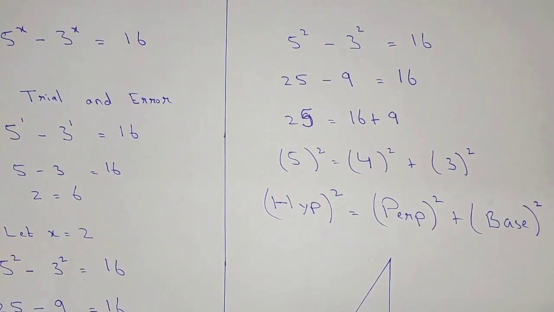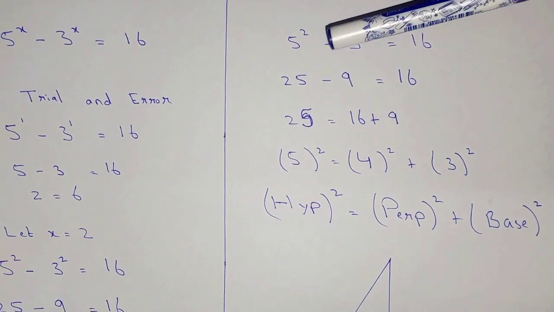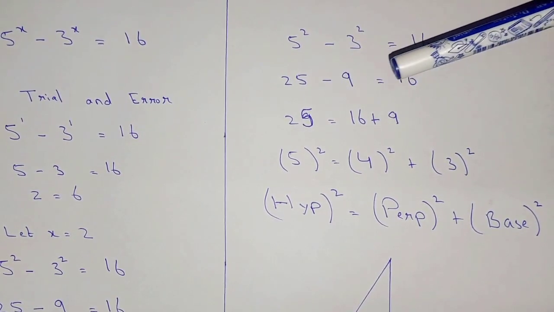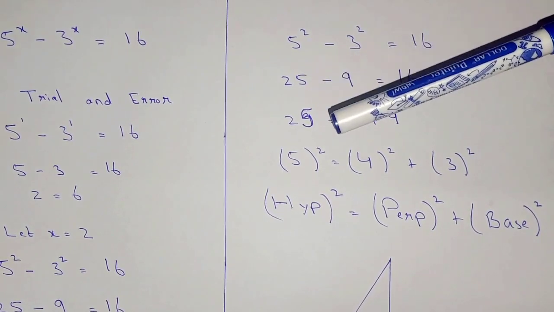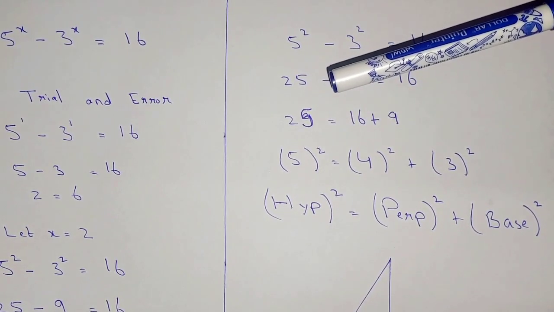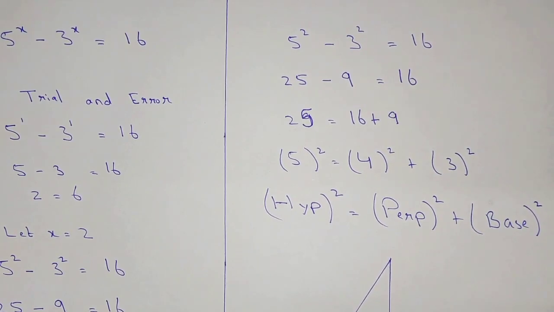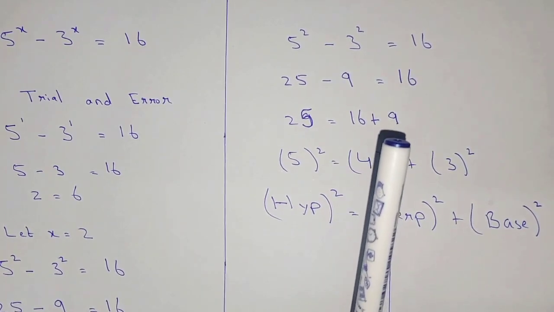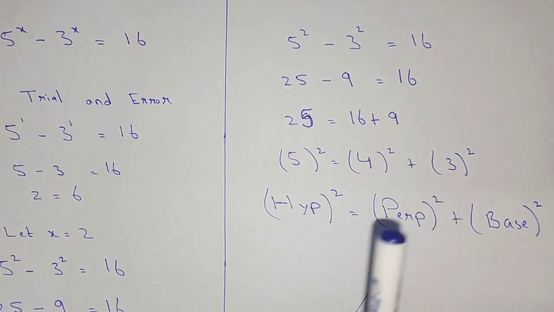So we can also interpret this question. Let's suppose here we have 5 square minus 3 square equal to 16, and 5 square is 25, minus 3 square is 9, equal to 16. So 25 equal to, bring minus 9 on the right hand side. Let's suppose 25 can be written as 5 square and 16 can be written as 4 square and 9 can be written as 3 square.